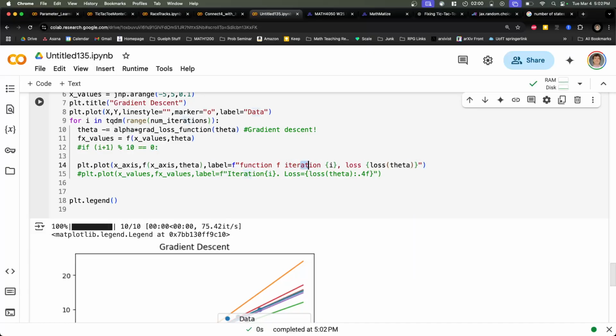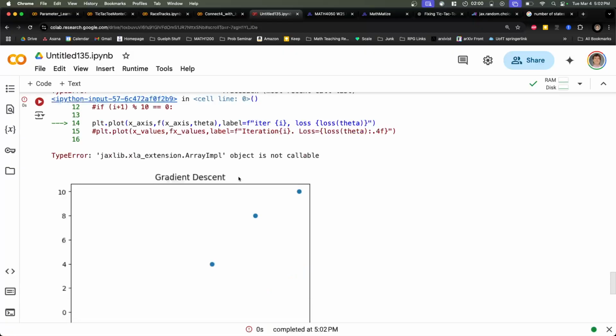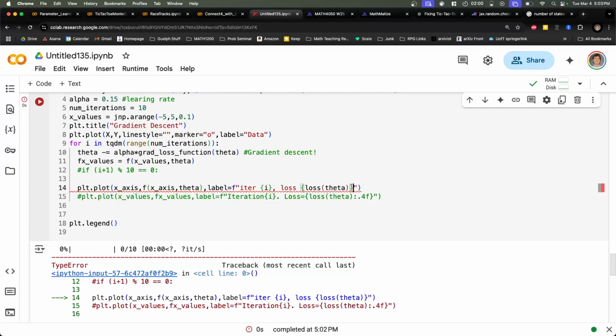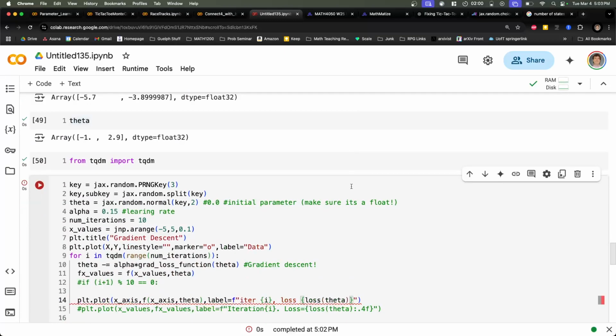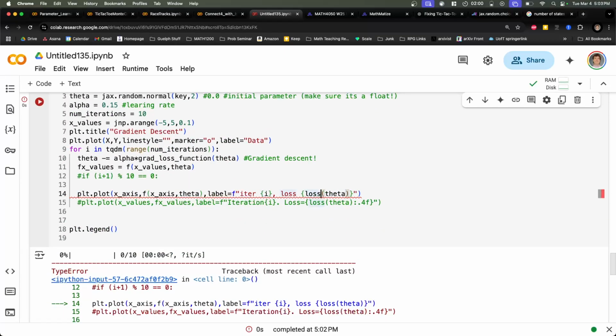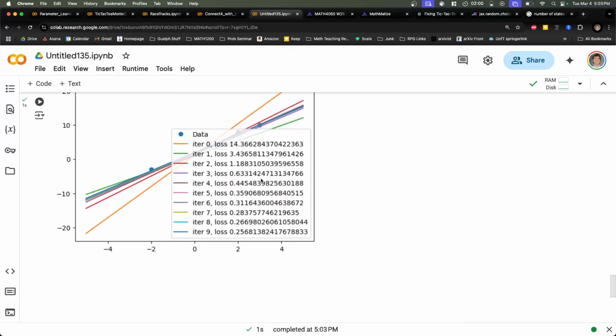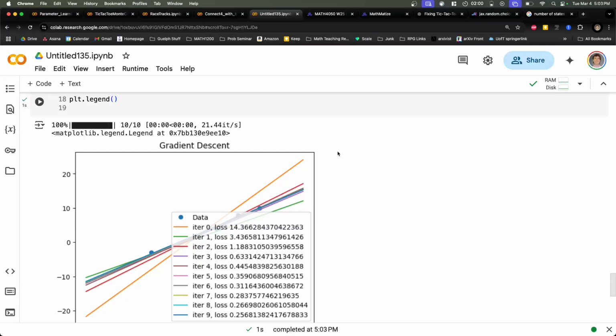Let's make this label a little bit more helpful for us. Now it really doesn't like me today. Loss function. Okay, yes, I can handle that. Loss function of theta. Okay, so on our first iteration, the loss was 14.